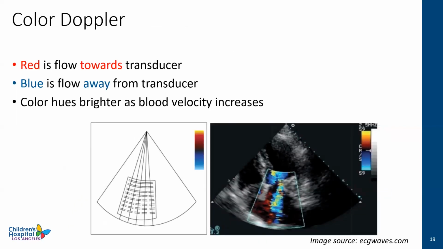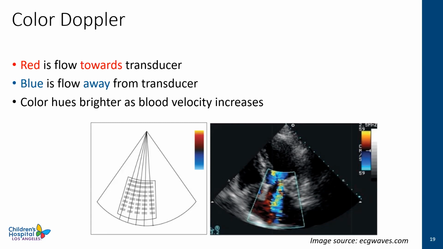For color flow Doppler, it's typically the red flow is going to be towards the transducer and blue flow is away from the transducer. And the color hues are going to get brighter as blood velocity increases. So we do often use color Doppler to measure things qualitatively. We want to look at flows and velocities, and it may show some turbulent flow, but we can also use this quantitatively, which I'll go over later on in this talk. And then it can also help you align your continuous Doppler where you want to put that signal.